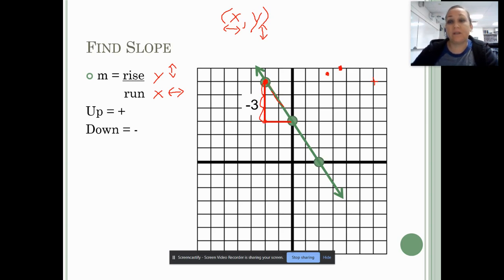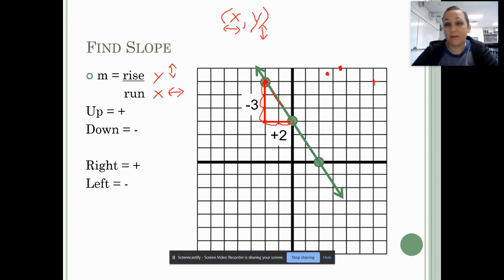And so next I'm gonna count my run. And again, we're counting boxes. How many boxes over did you go? And so if I'm starting from here, I'm gonna count to the right, 1, 2 boxes. And so when you count to the right, it's positive. And so +2 is my run.